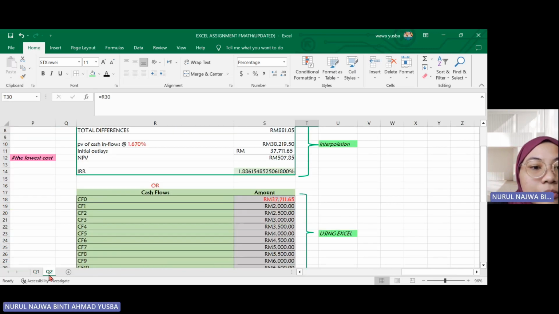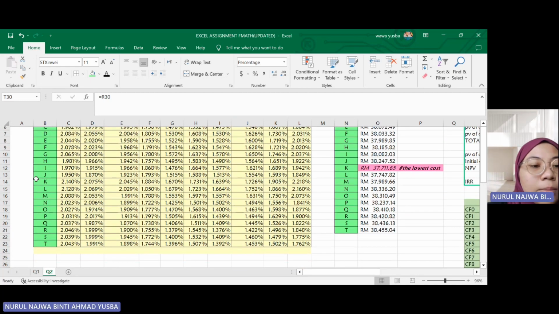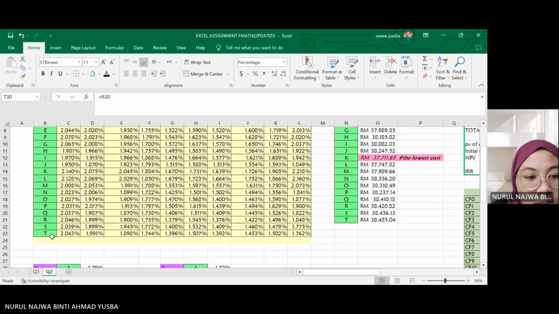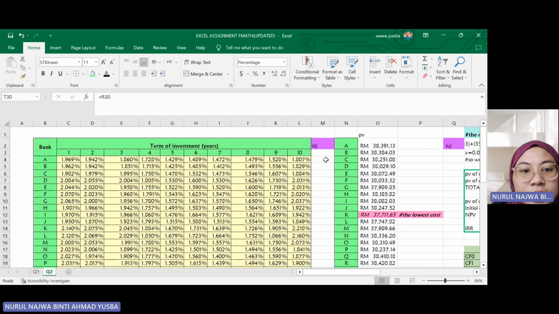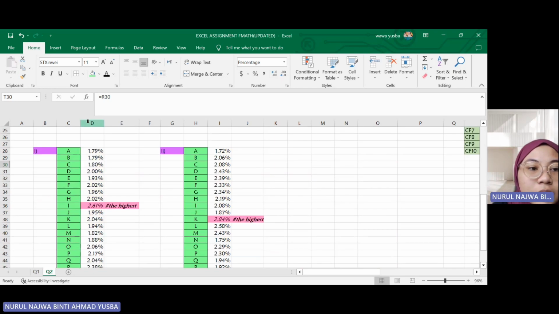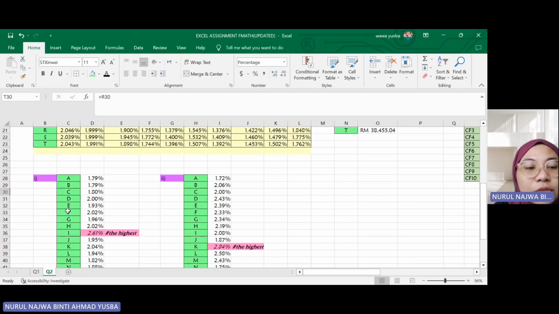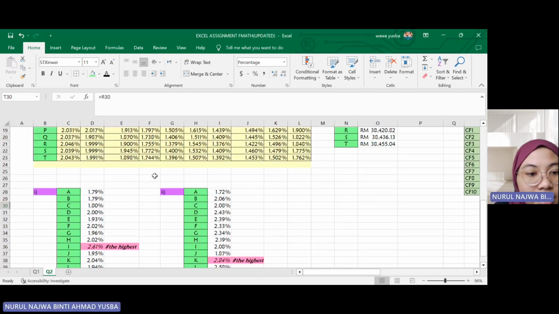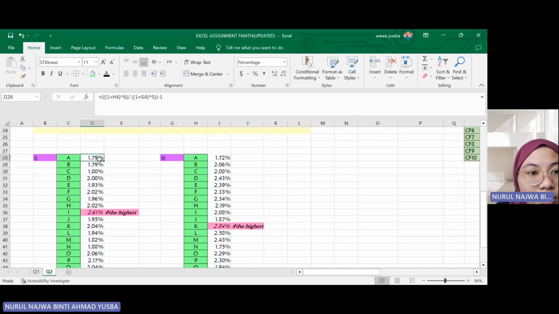For question 2, there are 20 banks given, which is ABC until T, and then there's a 10 year term of investment with variable interest, different interest with different banks in different years. The first question asks to identify 1 year forward rates from the 5 years. Then I calculate using the formula. I just derived from the formula in the lecture notes.